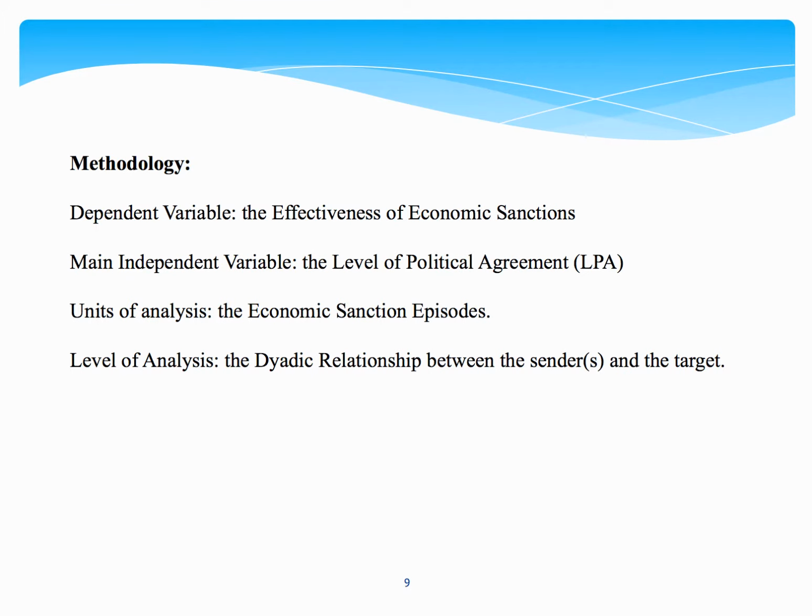And I'm using a formal model for that. My dependent variable is the effectiveness of economic sanctions, and my main independent variable is the level of political agreement. My unit of analysis is the economic sanction episode. My level of analysis is the dyadic relationship between senders and the target. But for this study, it is one sender and one target.